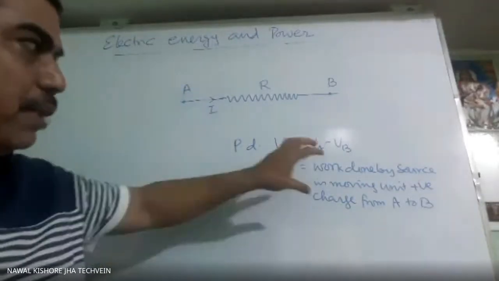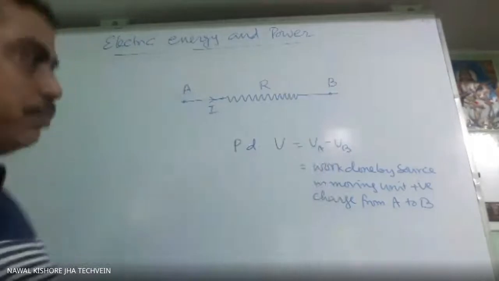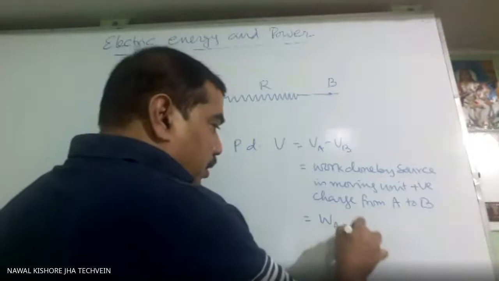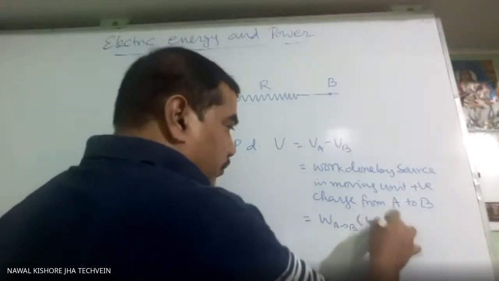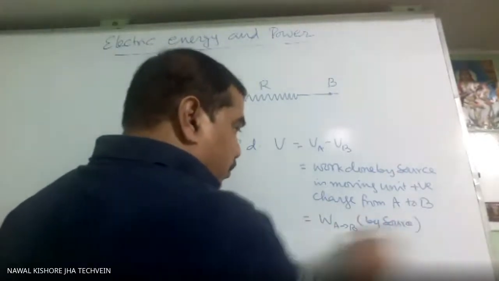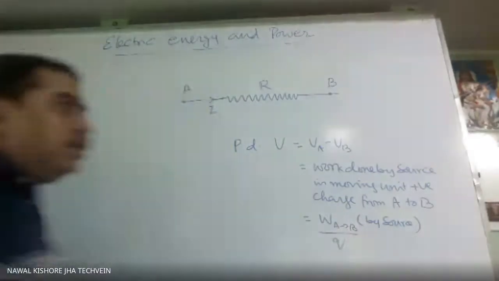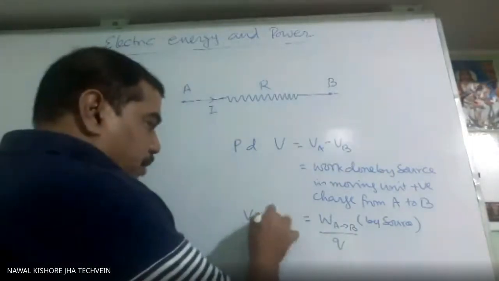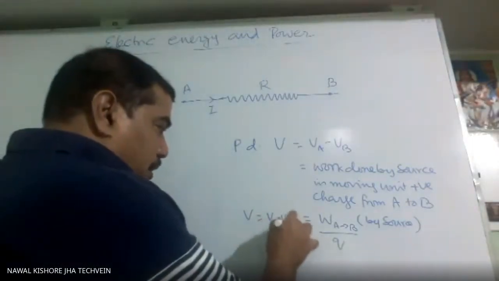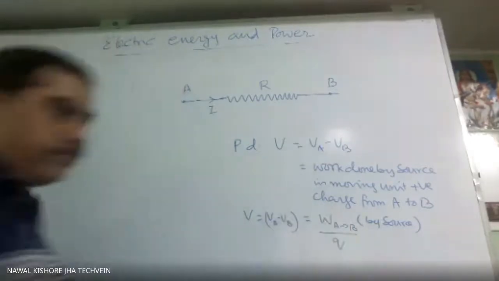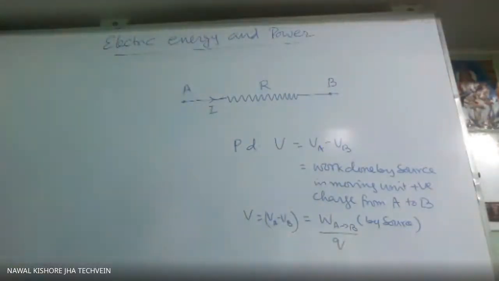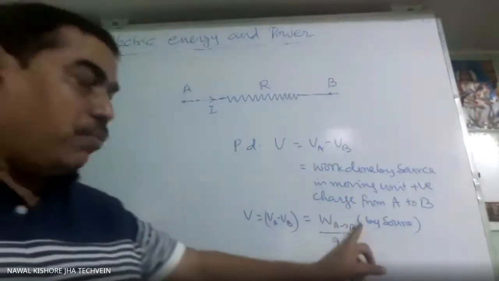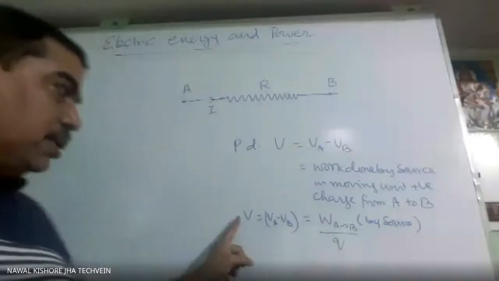So what will be the work done by the source? Suppose it is the work done from A to B by the source per unit charge. That is the potential difference, VA minus VB. So this is V, which is VA minus VB. Indirectly, if we are interested in finding the work done by the source, then it is charge into potential difference.